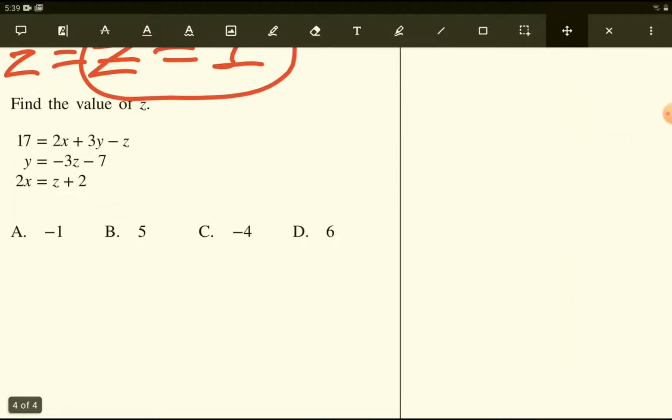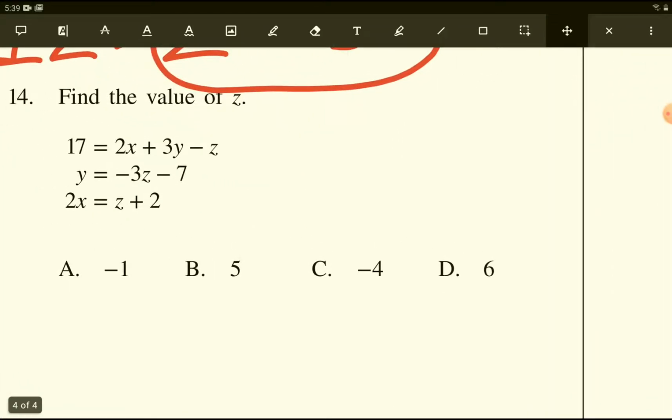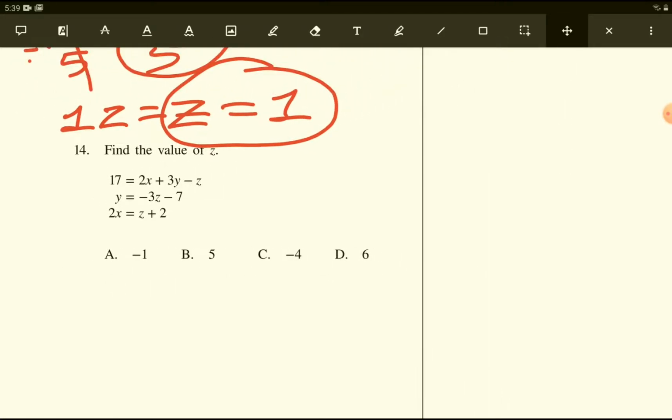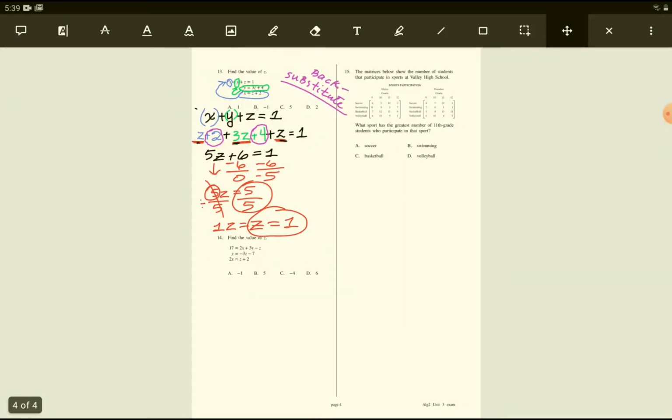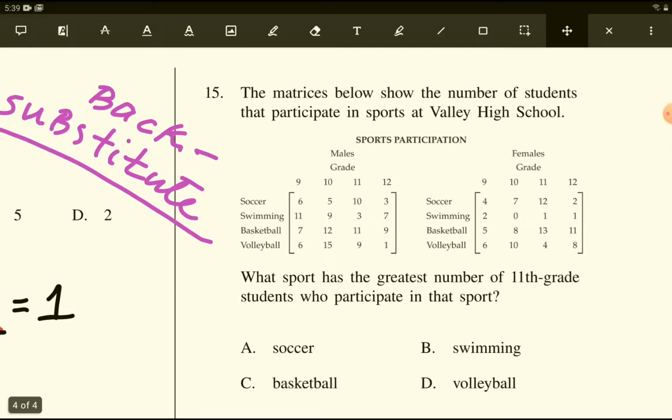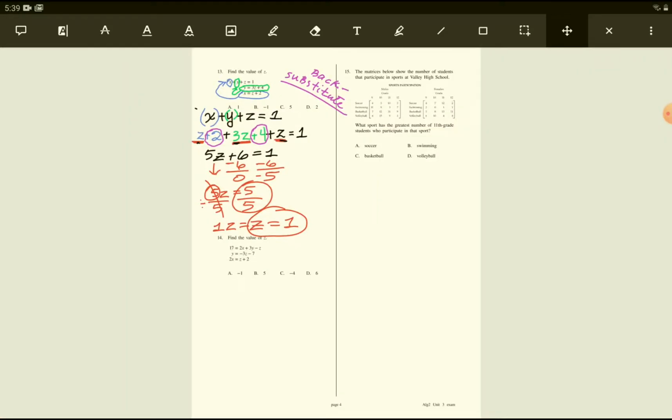Okay, so this is exactly the same setup, maybe with one tiny detail difference. And then 15, it is literally like there's no solving or anything. You may have to do a little critical thinking, but again, it's just you matching the answer choice with what data they give you. Okay, so that's the whole test.